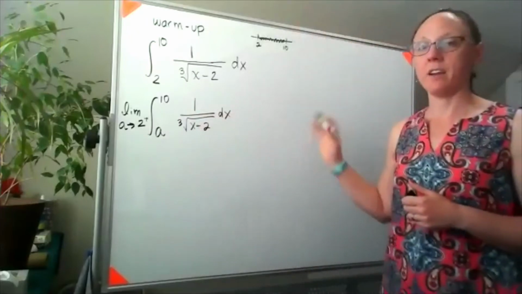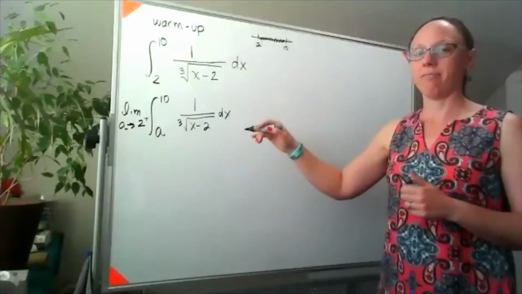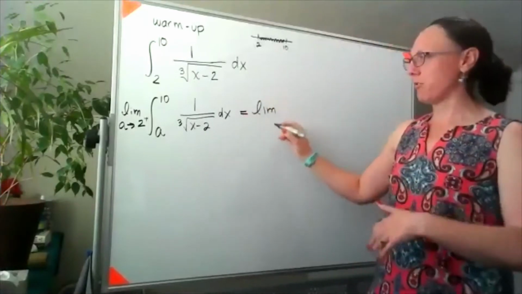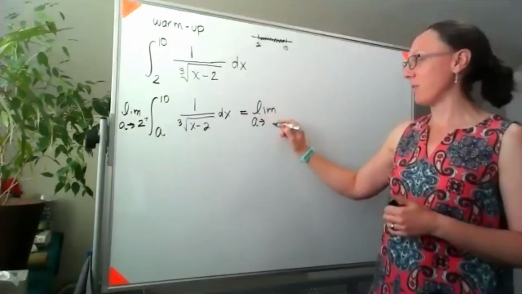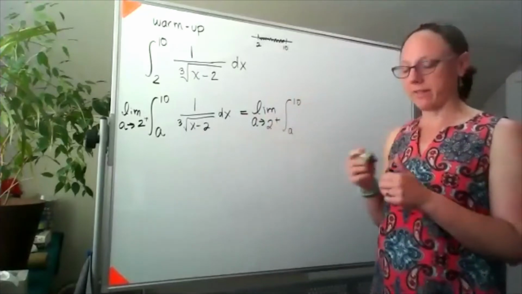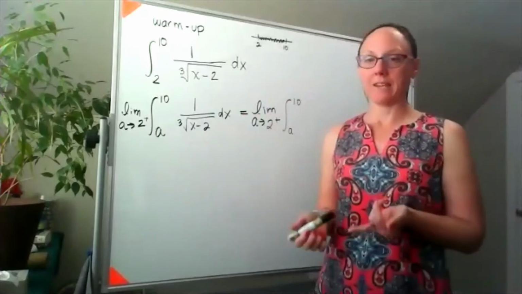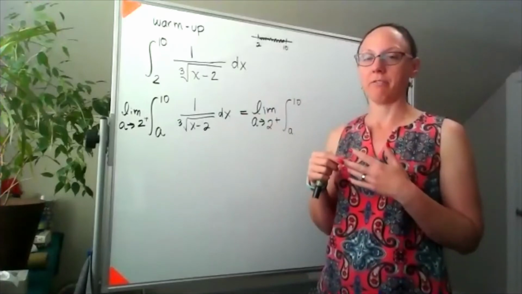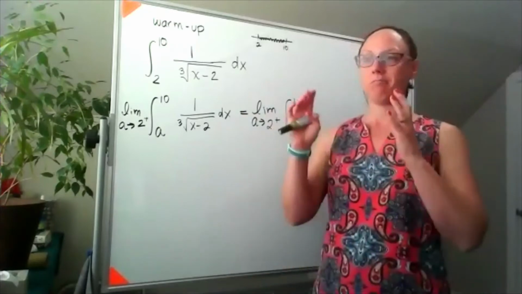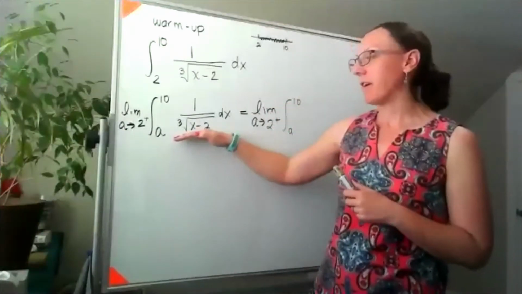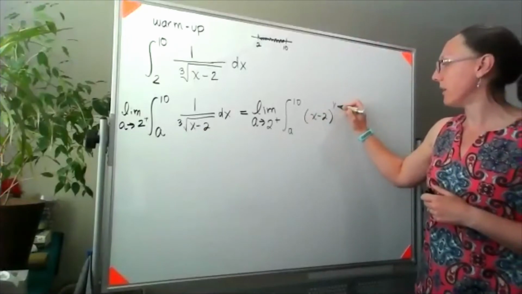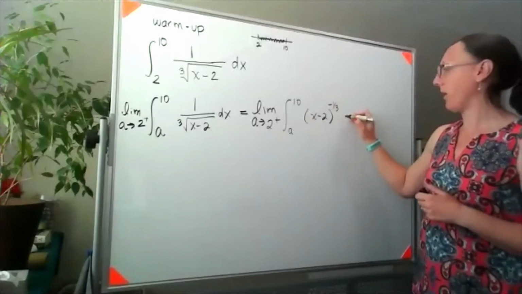So I'm going to bring my limit along with us and make this the limit as a approaches 2 from the right, going from a to 10. But I want to rewrite this. When I look at this integral, I'm asking myself, is it algebra, trig, or a mixture of stuff? It's algebra. My first line of defense for algebra is, can I make it look like x's raised to powers? If I rewrite this, that can be x minus 2 to the negative 1/3 power.